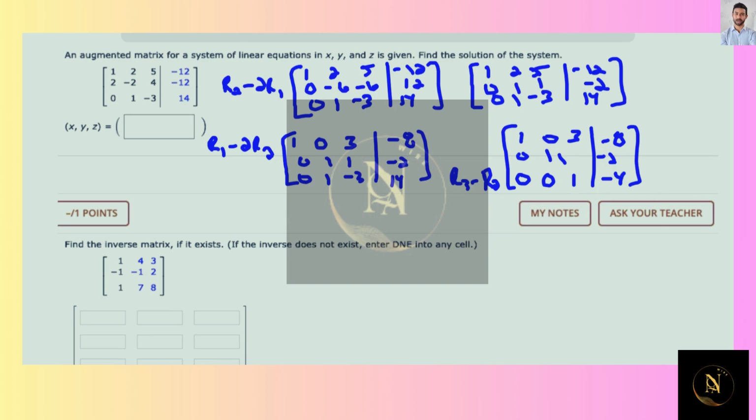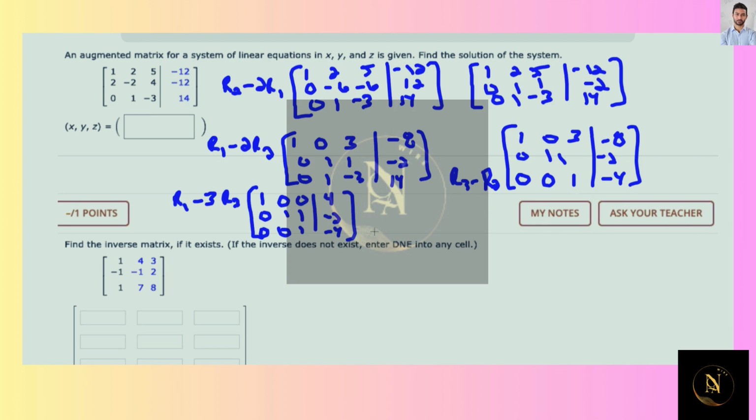We can get a new row 1 by taking row 1 and subtracting 3 times row 3. That'll give us a new row 1 of 1 minus 0, 0 minus 0, 3 minus 3, and negative 8 plus 12, which is 4, because that'd be negative 3 times negative 4. And so we have negative 8 plus 12, which is positive 4. There we go. And then we have one more operation to do.